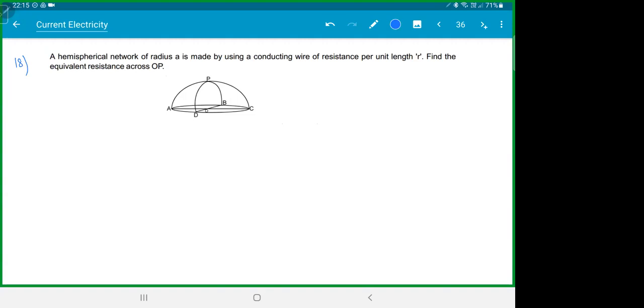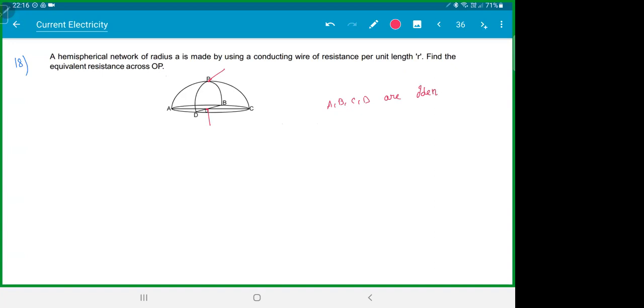So you want resistance between O and P. O is here. P is here. You want to go from O to P. You can see a symmetry there. Can't you see the symmetry here? Yes, A, B, C, D are identical.